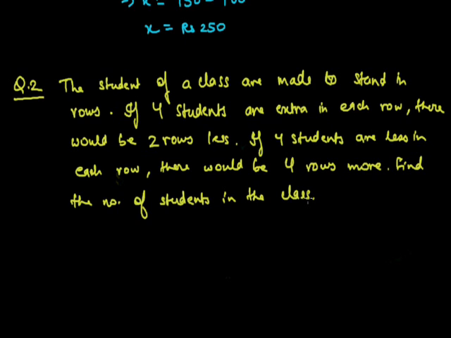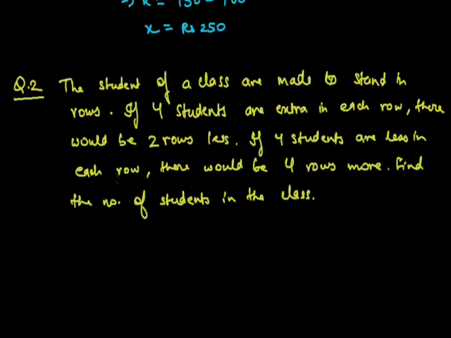There are a fixed number of students standing in a row, and there are a few rows. What they are saying is, if they add 4 students in each row, that is if 4 students are extra in each row, then there would be 2 rows less as compared to the previous. We need to find out the number of students.